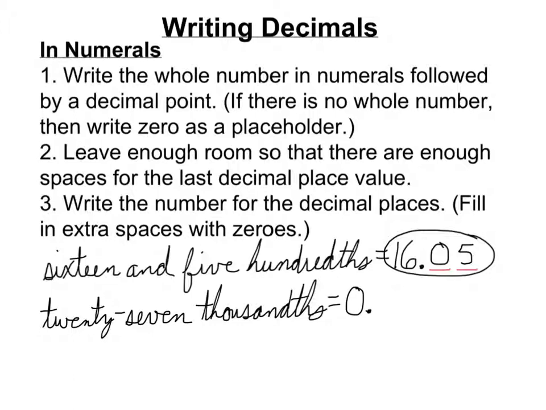Moving on to step 2, we're going to leave enough room so that there's enough spaces for the last place value. So my last place value here is the thousandths. So after the ones, I have the tenths, hundredths, and thousandths. And then finally step 3, write in the number for the decimal places. So there's my 27.